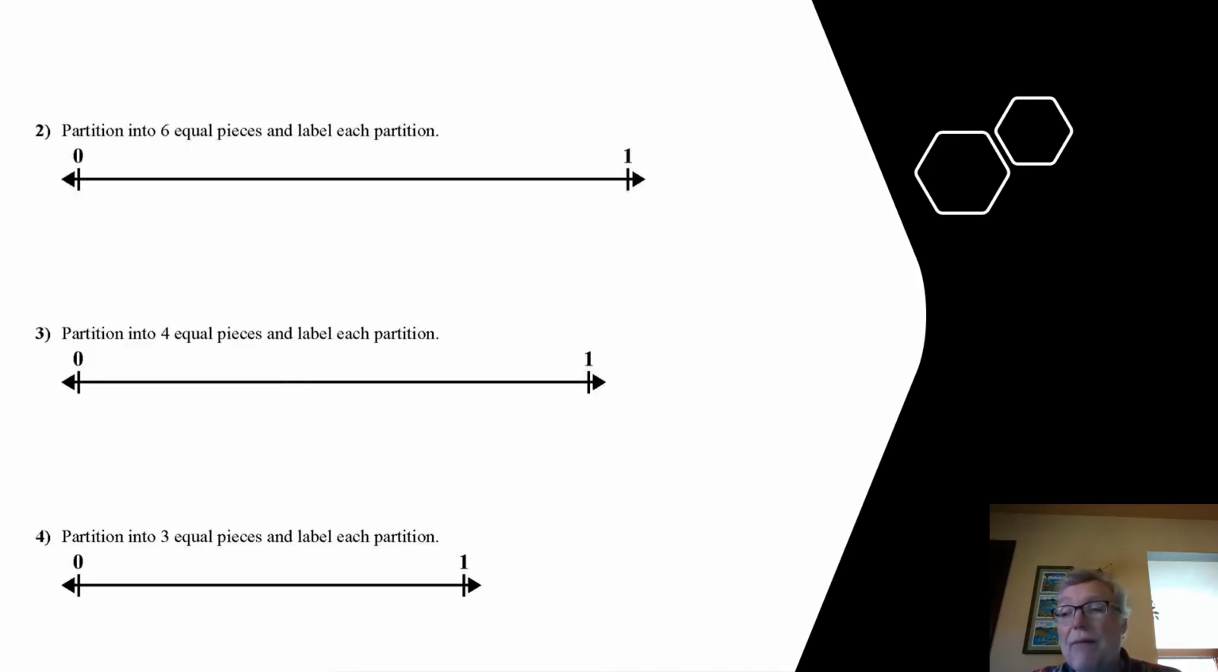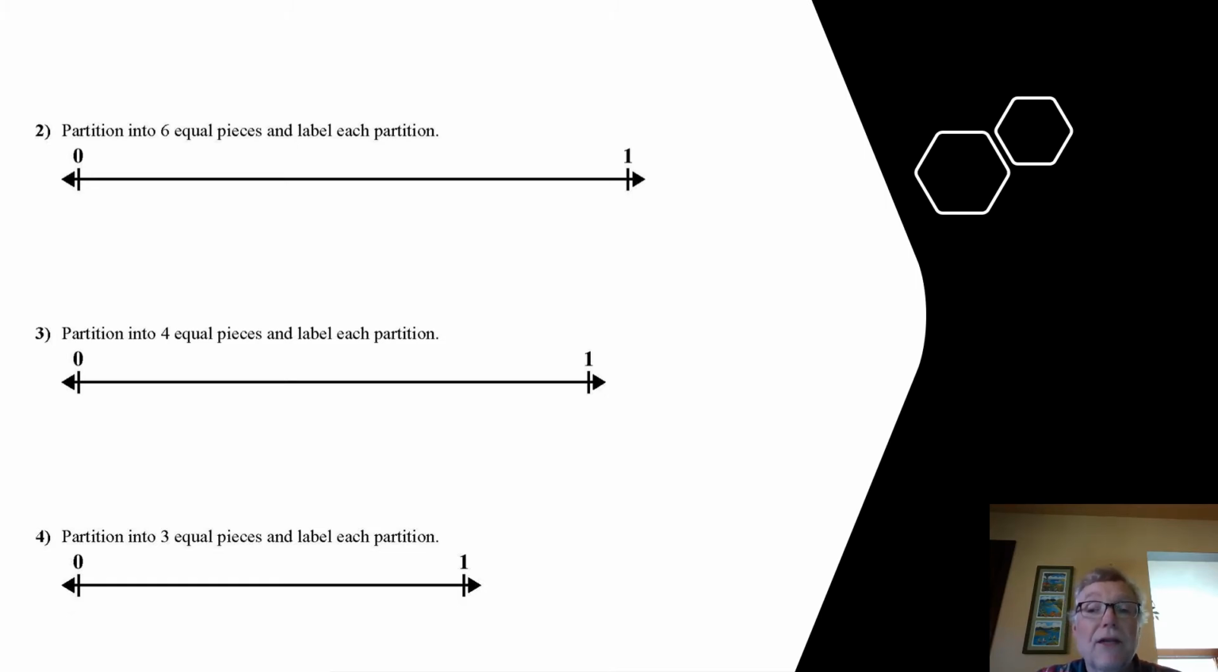So I'm going to go ahead and model with you on the next assignments for this. It says partition into equal pieces and label each partition. So what we're going to do first is take a look at this number line here, because this is a number line, because we have a 0 and we have a 1. So we're going to partition into 6 equal groups.